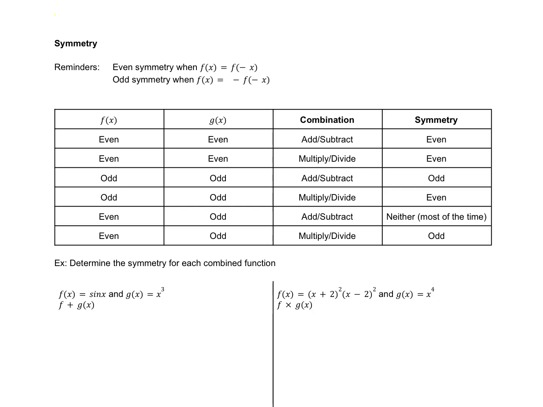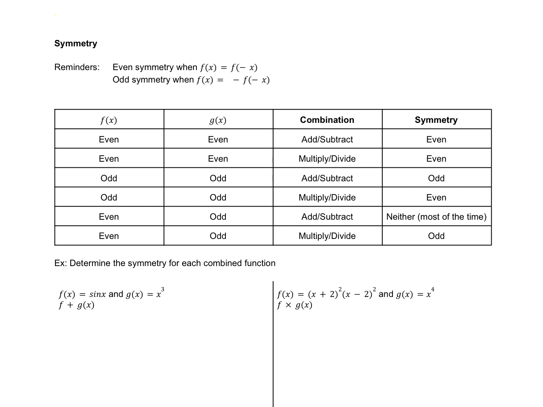In this video, we will be looking at the symmetry of combined functions. So first of all, just a reminder, a function has even symmetry when f(x) is equal to f(-x), which just means if I reflect my function over the y-axis, the function will look the same. Whereas odd symmetry, f(x) is equal to -f(-x), meaning it has rotational symmetry or a double reflection. So if I take my original function and reflect it over the x and the y axis, then it'll look the same.